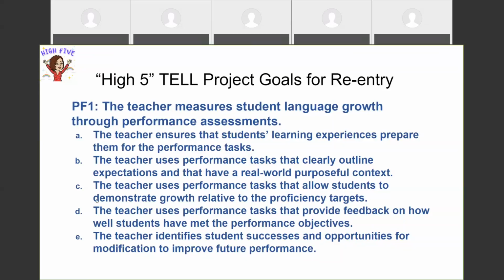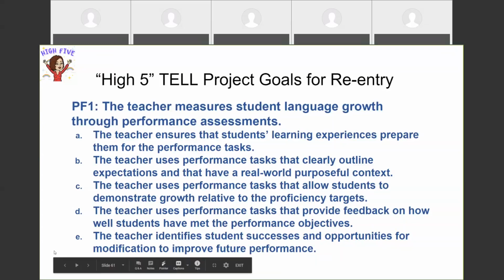We want to make sure that the teacher is using performance tasks that allow students to demonstrate growth relative to the proficiency targets. For example, with our novice level learners, you want to make sure that you're preparing them for something just maybe one sub-level above where they're landing. You've given them that scaffolding and so on. You don't want to give them a task that's more appropriate for, say, intermediate high. They're not going to be successful. By the same token, if your students are supposed to be hitting a target of, say, intermediate mid, you don't want them to just produce a one-sentence answer. You remember that our performance levels are defined by the tasks and the text type, so you want to make sure that those performance assessments are aligned with those expectations.